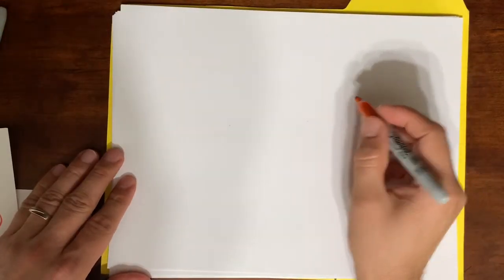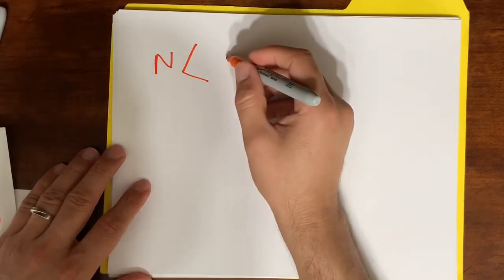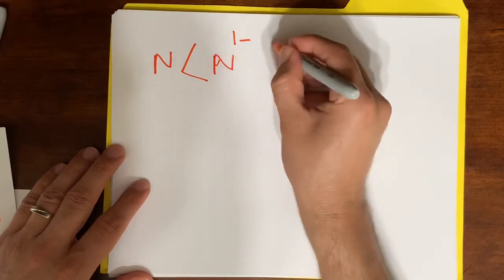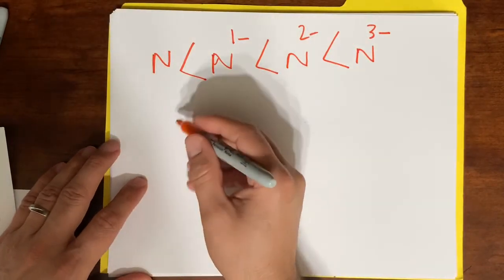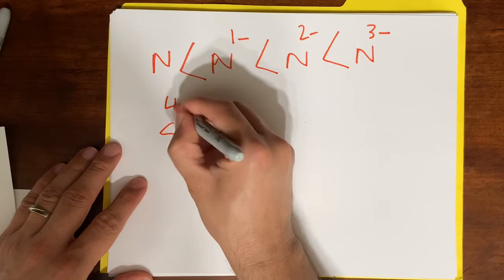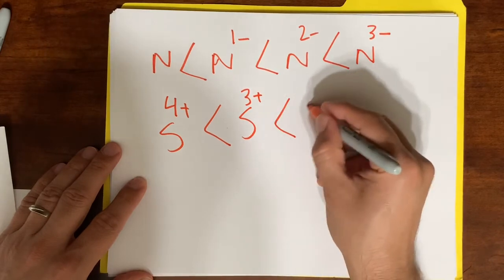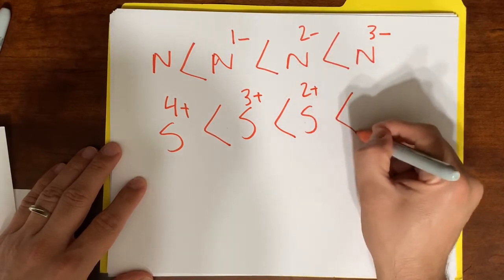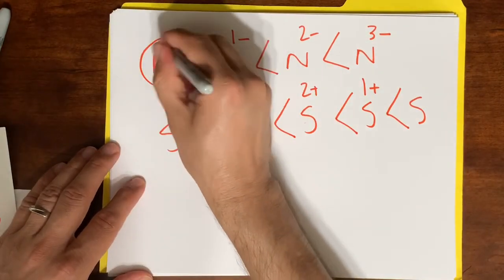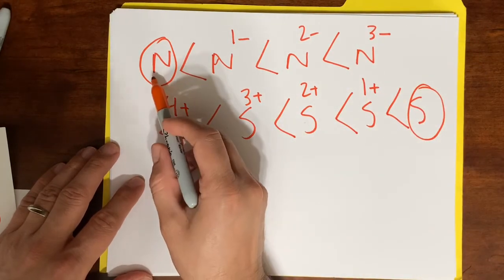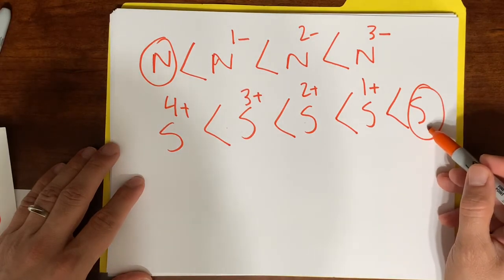So for anions, you go with N. It has the smallest size, then N-1, N-2, N-3. But when it comes to cations, you go, for example, S+4, it will have a smaller size than S+3, S+2, S+1, and S0. Check the neutral element. For anions, the neutral element has the smallest size. For cations, the neutral element has the biggest size.